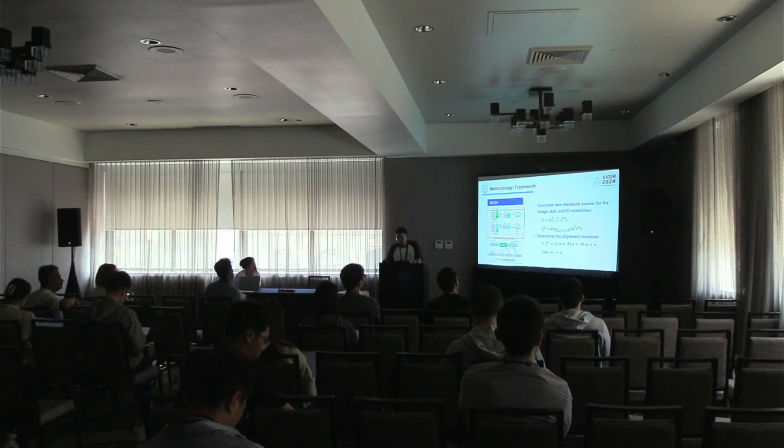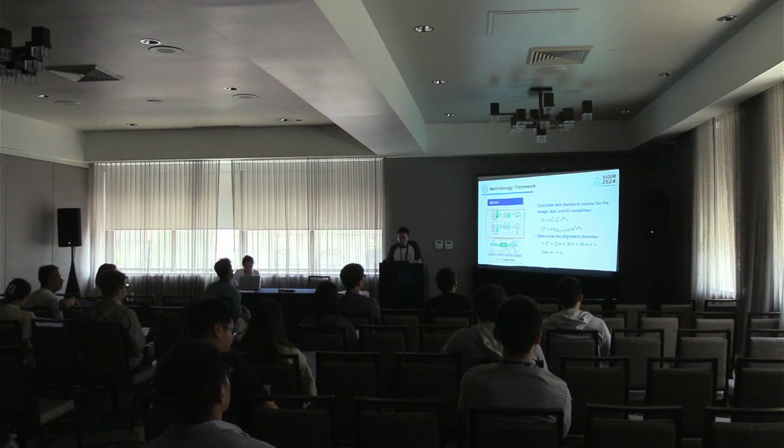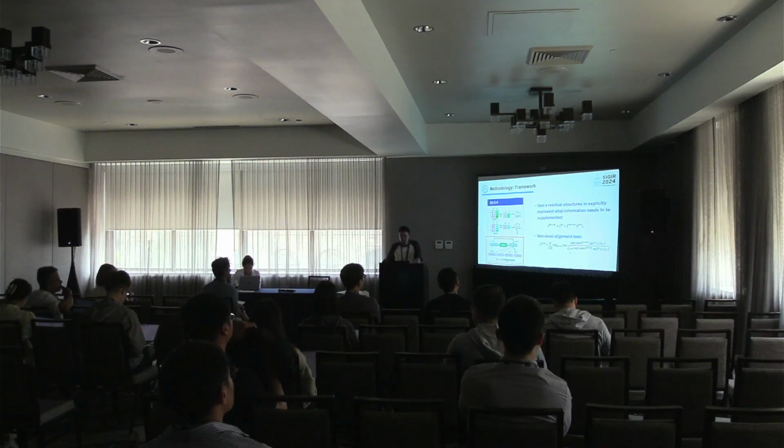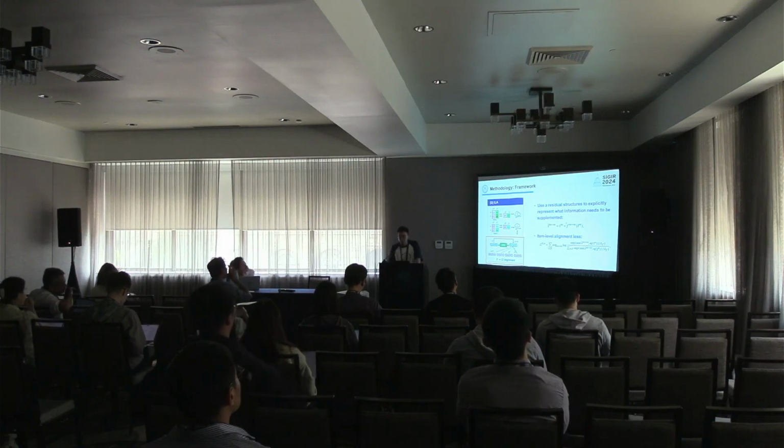If the modality M has a lower feedback score than the modality N, we consider the direction to be M aligned to N. We use a residual structure to explicitly represent what information needs to be supplemented in the process of aligning from modality M to N, and the loss is the reconstruction loss.